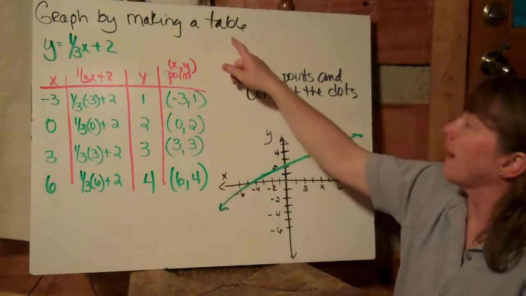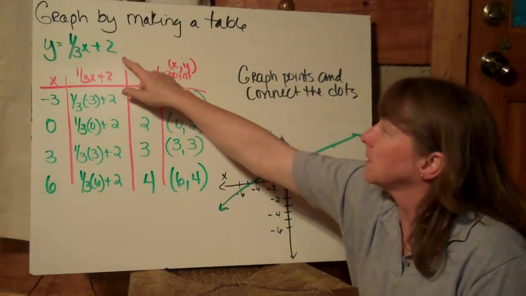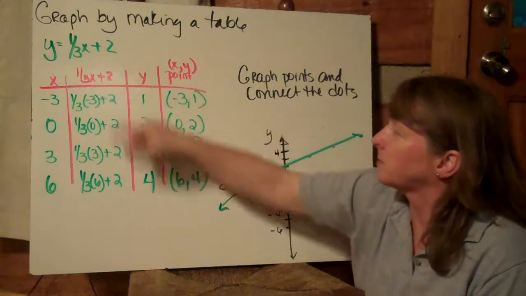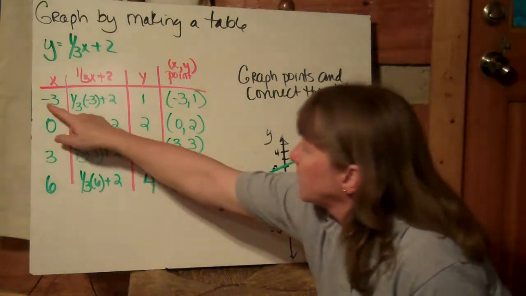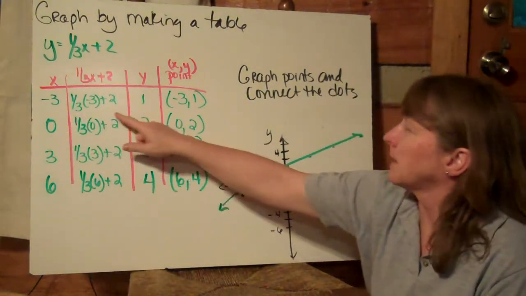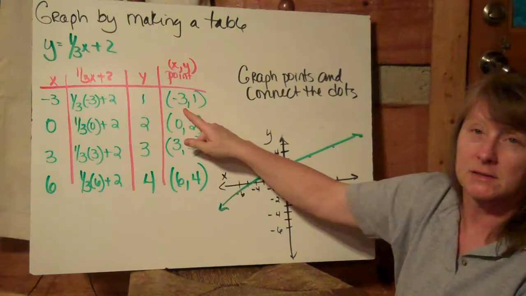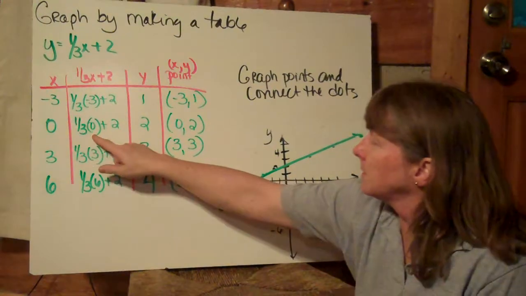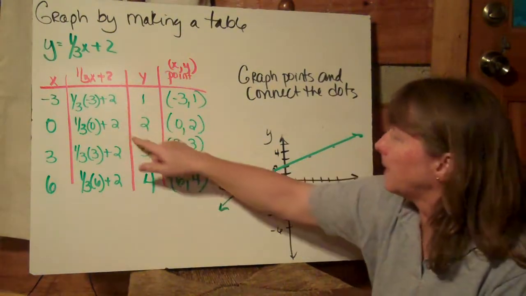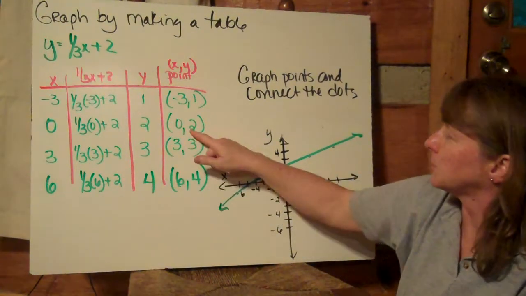You can also do a graph by table. Here we have the equation y equals 1/3 x plus 2. If I take negative 3 and put it in for x, and I solve it, put it in the calculator, you'll get a 1 here, and that point is negative 3, 1. If I put in 0 into this original equation for x, I'll get y equals 2, and that point's 0, 2.